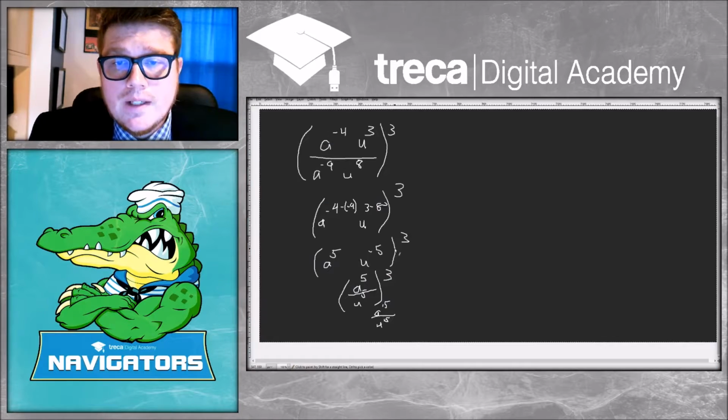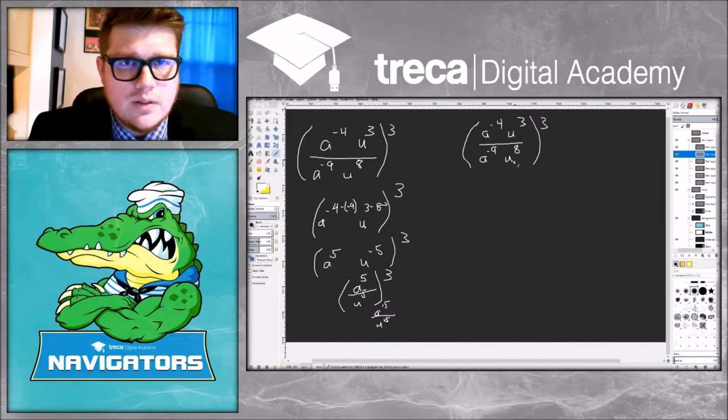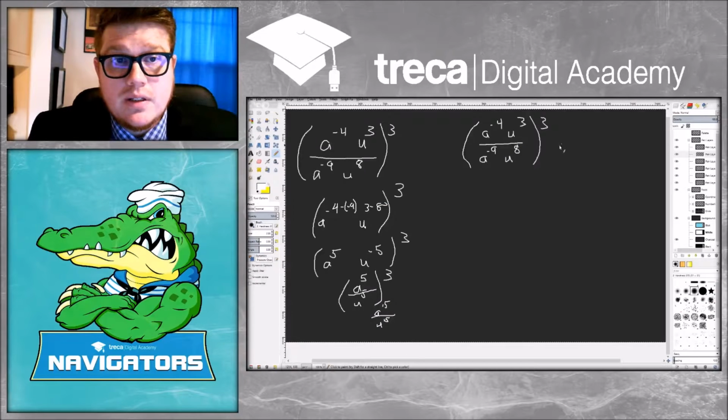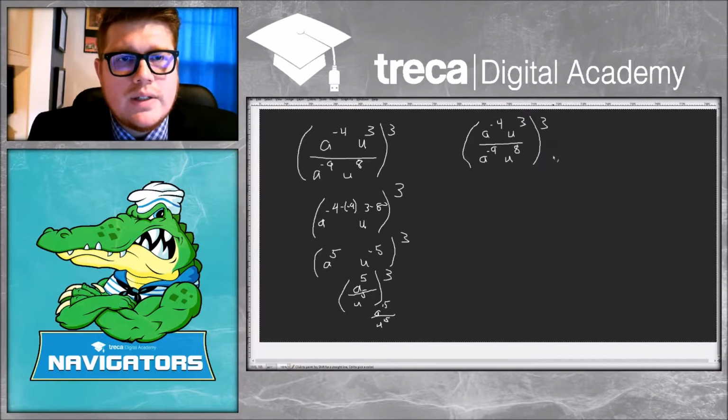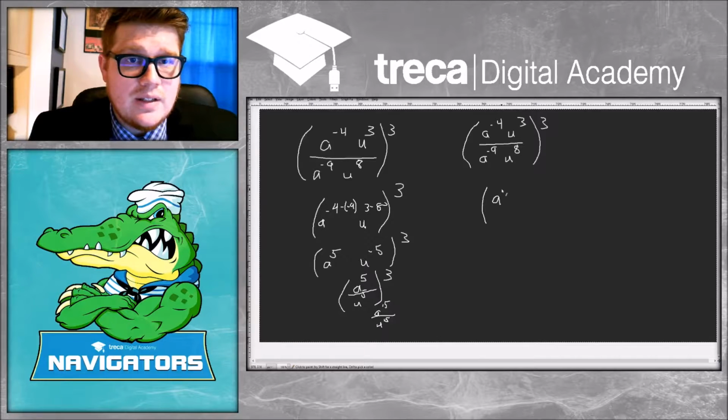So I want to talk about a different way to do it just in case though, because there are two ways to do it. For this particular method of solving, what we're going to do is we can apply the exponent first. We have to apply it to each term. So a to the negative fourth, a to the negative fourth to the third power. That gives us a to the negative 4 times 3, negative 12.